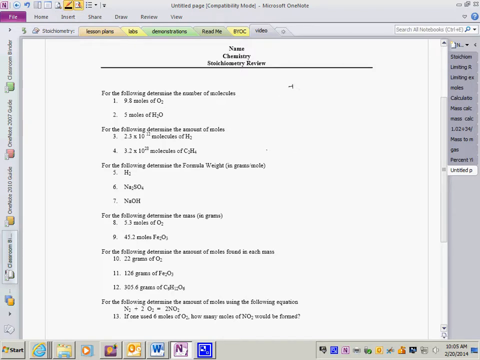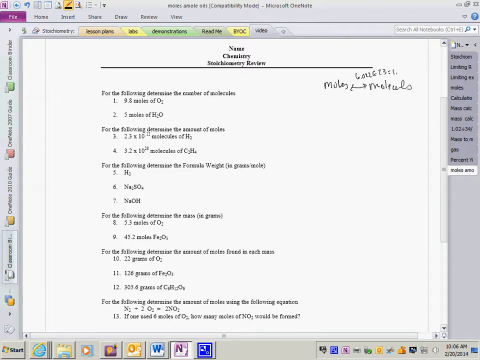Alright, so first of all, we have to determine the following number of molecules. In this case, we have moles, and from there I can go to number of molecules. We got moles, and from there we'll go to molecules. This is using Avogadro's relationship, 6.022 e to the 23rd equals 1 mole.